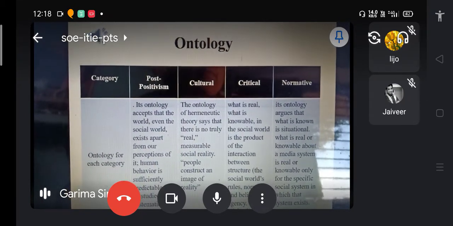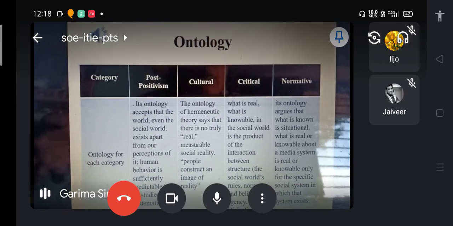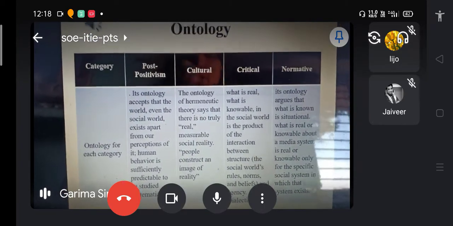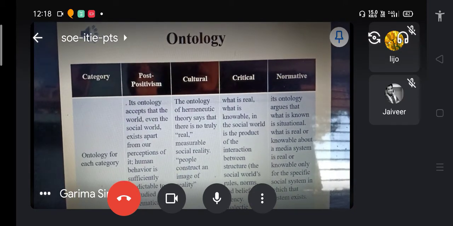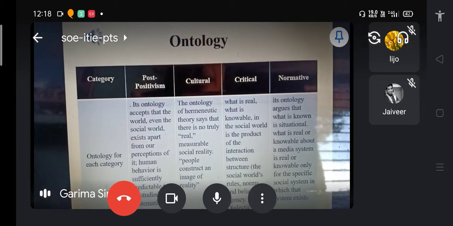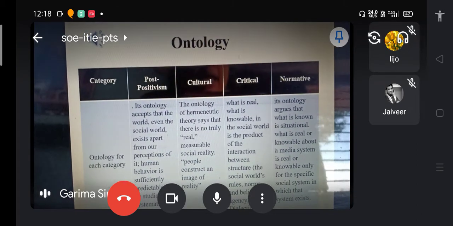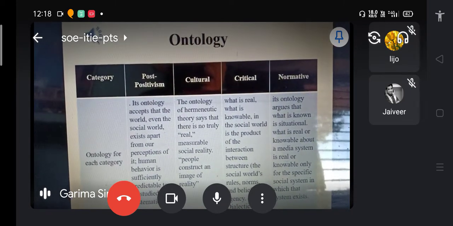So the reality for the critical division is created on the basis of the interaction between the structure and agency, and this interaction we call dialectic. Dialectic means the dual interaction between the two, from which the reality is created, from which it takes birth.